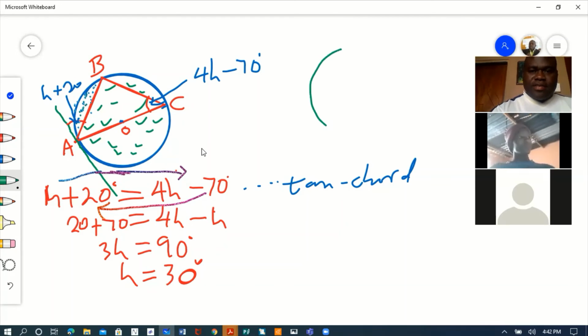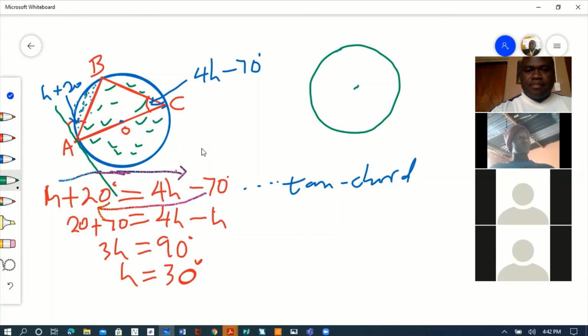Let's look at this. You see, I have a new circle here. Yes, sir. Let me call this O. Let me produce a chord here. And then I am going to draw a tangent. Let's say I get a tangent here.